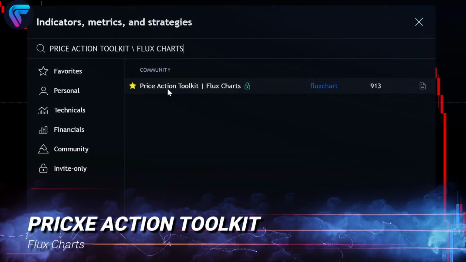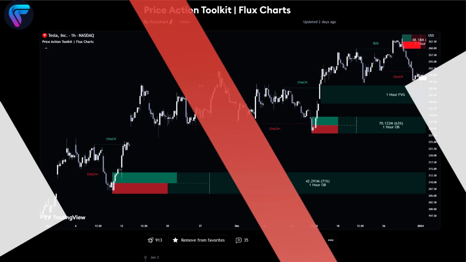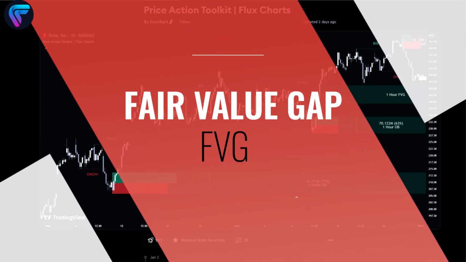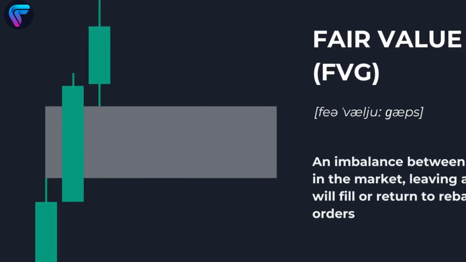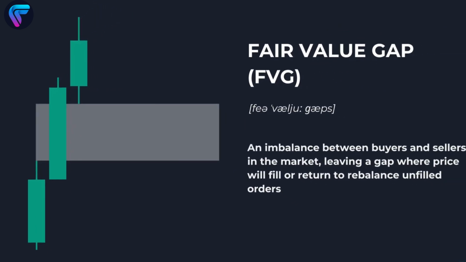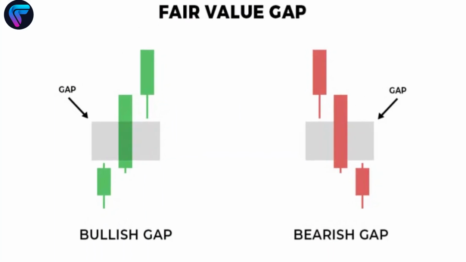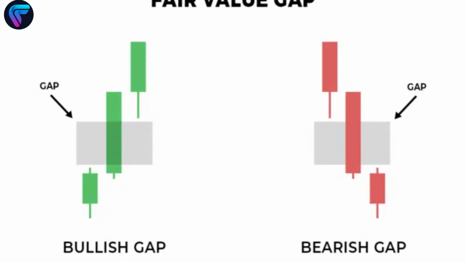One of its coolest features is how it handles fair value gaps, or FVGs. Now, FVGs are basically temporary price gaps that happen when there's a big imbalance between buyers and sellers. It creates this area on the chart where price can move pretty freely.